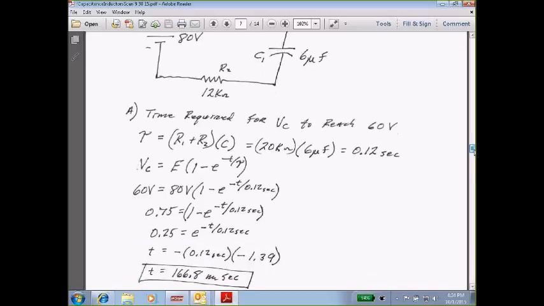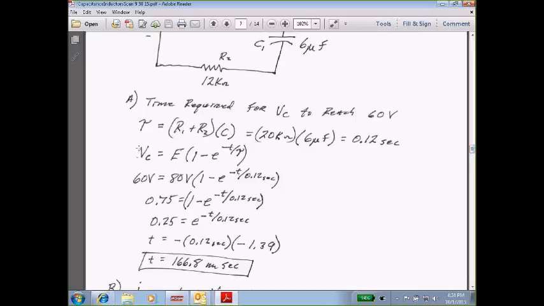Then we're just using the same equation we've been using all along for the charge cycle. VC is equal to your voltage times 1 minus e to the minus t over tau. Plug in what we know: 60 volts here, 80 volts, 1 minus e to the minus t over 0.12 seconds. Go through the math. We come up with 0.25 is equal to e to the minus t over 0.12 seconds. So then t would be 0.12 seconds times a negative 1.39. That's negative as well, which gives me positive at the end. I end up with 166.8 milliseconds.